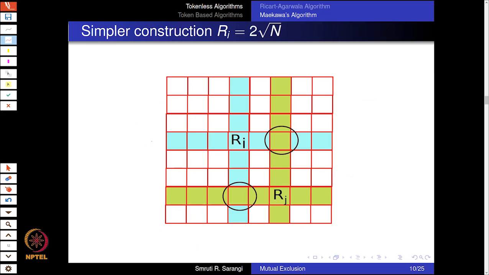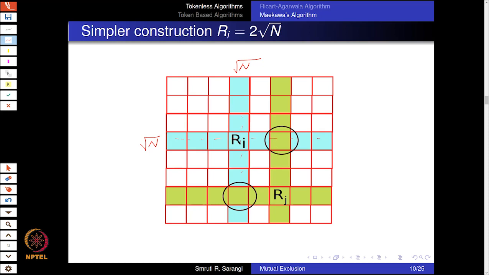So consider n processes and consider process i. Process i can be given a coordinate in 2D space. Let us arrange the n processes in a root n cross root n matrix, and let this be the position of i. Then all the processes in its row and in its column comprise its request set. So what did I do? I took all n processes, arranged them in a root n cross root n matrix, so every process has a coordinate in this matrix. For process i, I consider all the processes in its row and in its column to be a part of its request set.